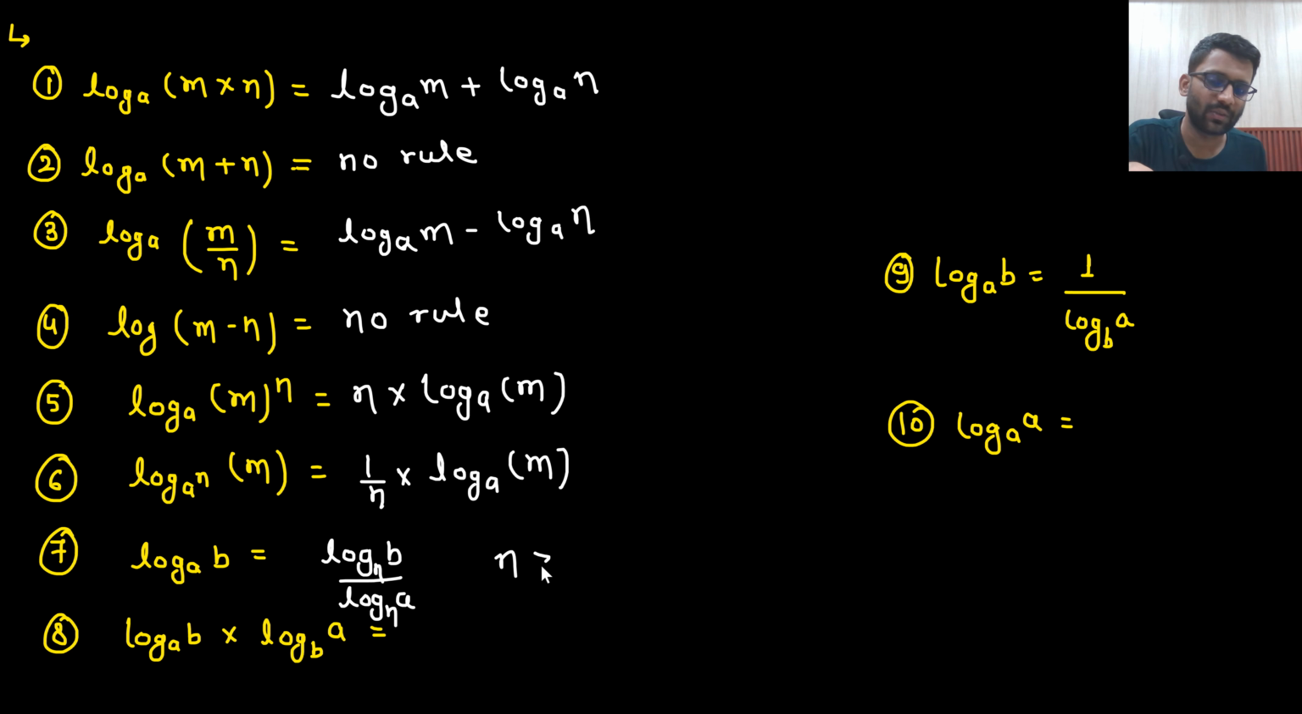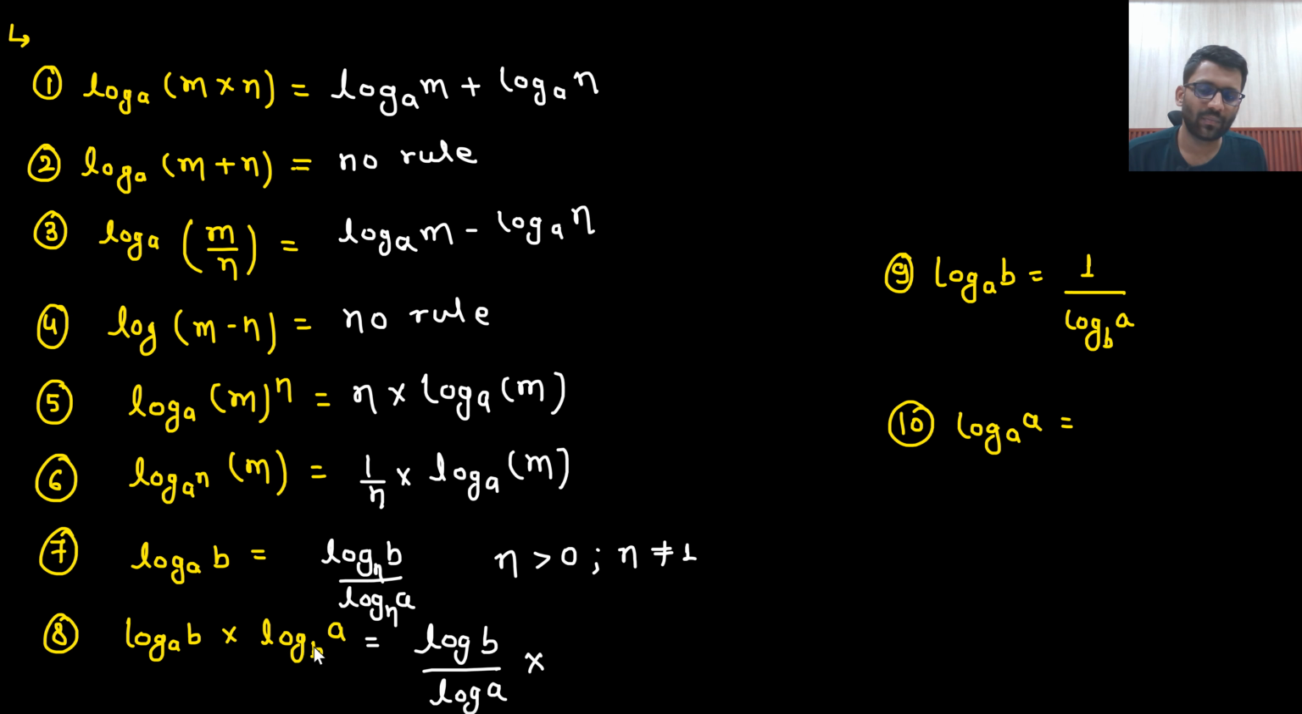That means n has to be greater than 0 and n cannot be 1. So log_b a can be written as log a by log b, with any base. Okay, so log_b a can be written as log a by log b, with any kind of base there.